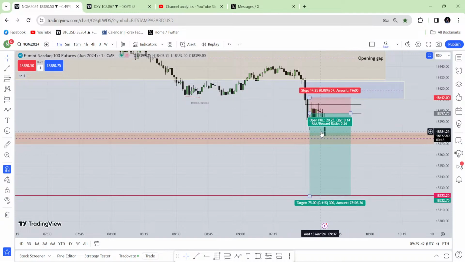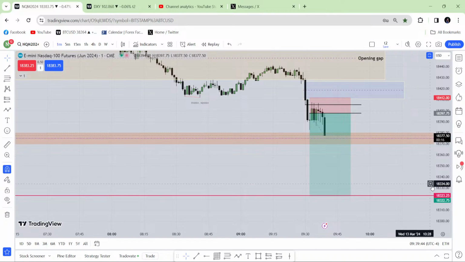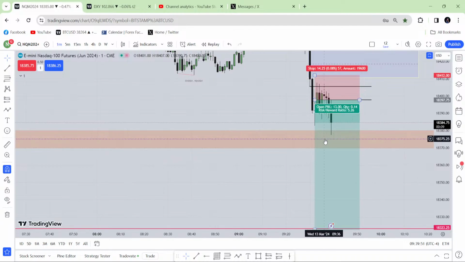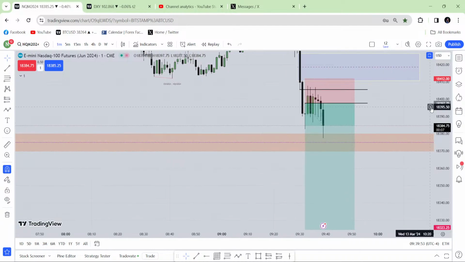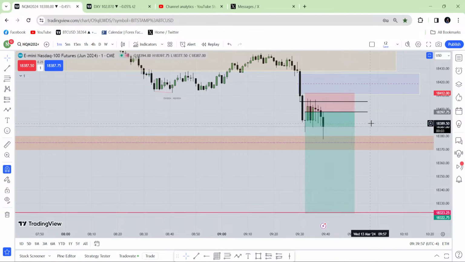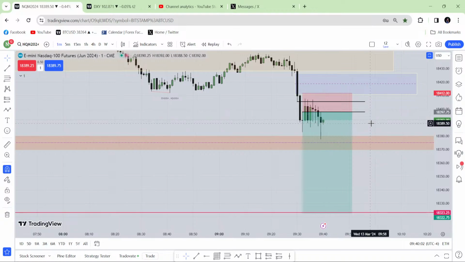Okay. If it fails to close below the mean, below this consequent encroachment, very low probability. Very low probability. If it fails to close below the consequent encroachment, very low probability.